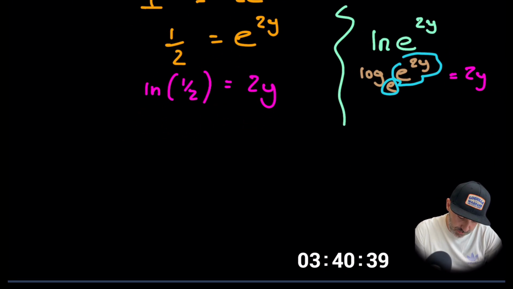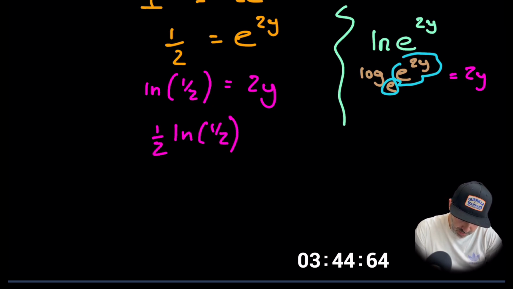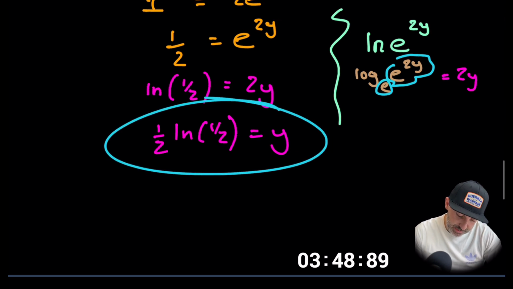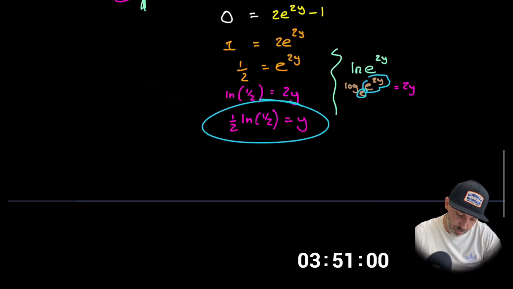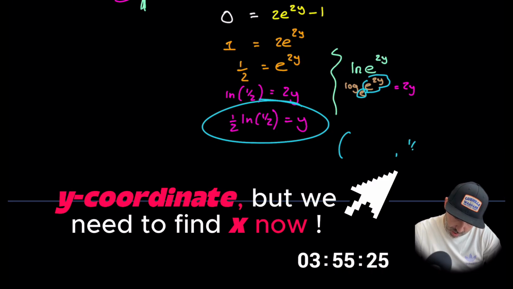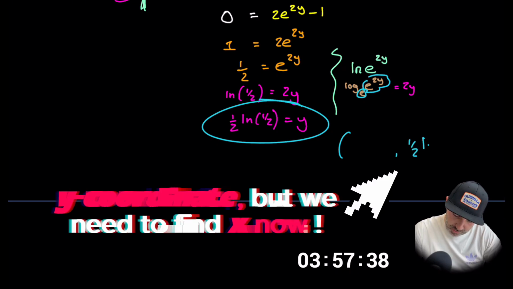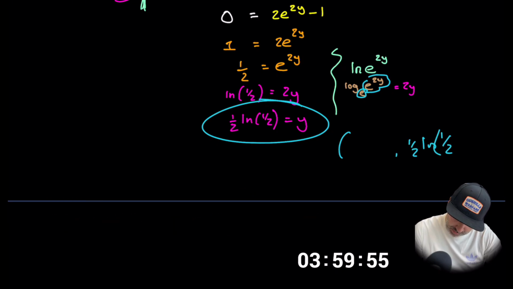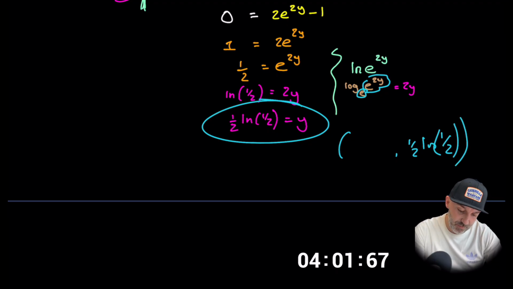And now we're going to times both sides by a half. So a half natural log of 1/2 is equal to y. And that is my answer. So y is equal to that value. Now, that is only one part of the coordinate. So we've just found that y is equal to half natural log half, right? That's the y coordinate, but we need to now find the x coordinate.